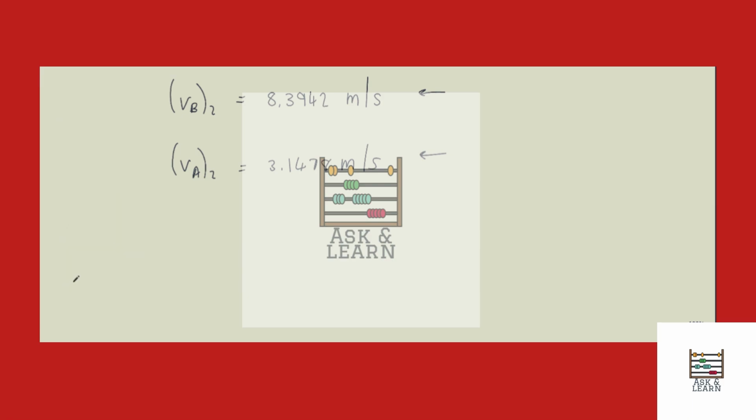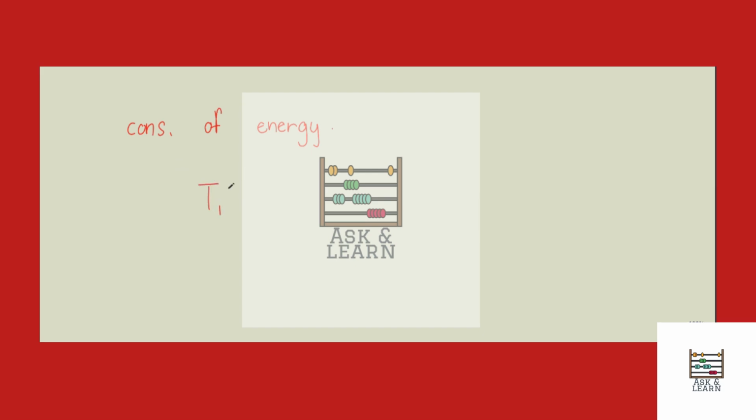Now, lastly, we'll apply the conservation of energy, and this will help us find the maximum compression of the spring. So remember, B stops momentarily when the compression of the spring is at its maximum. So T2 in this case is 0. So T1 plus V1, this is for block B, is equal to T2 plus V2 when it comes to rest.